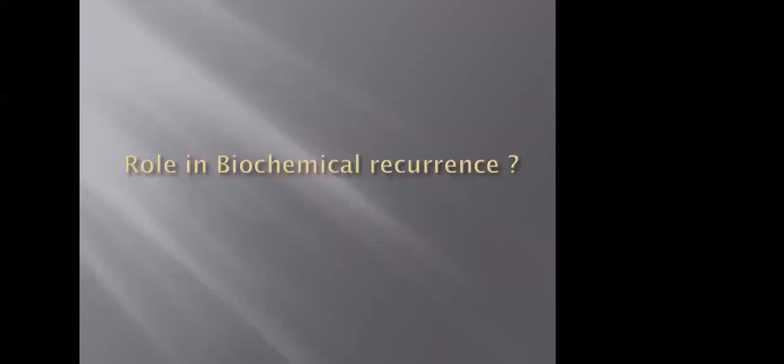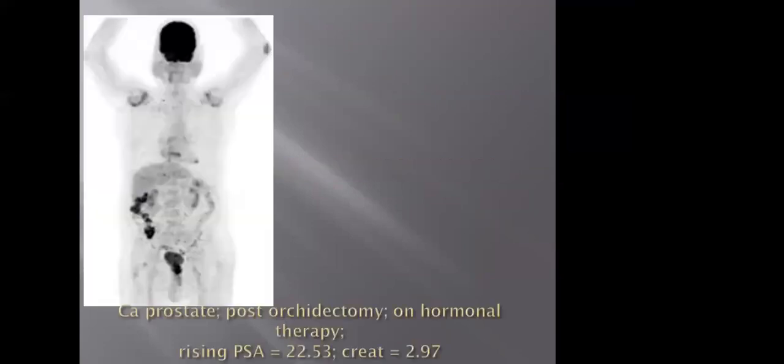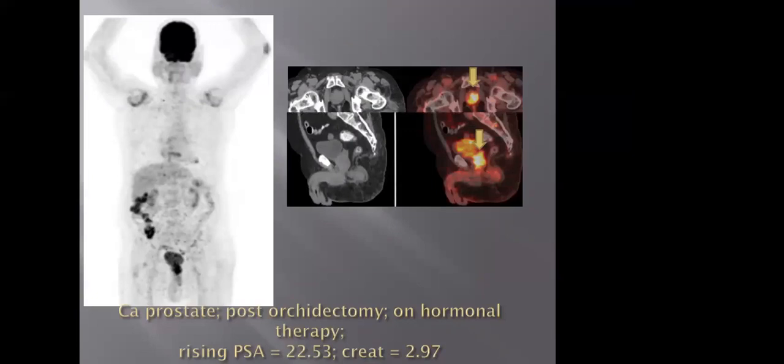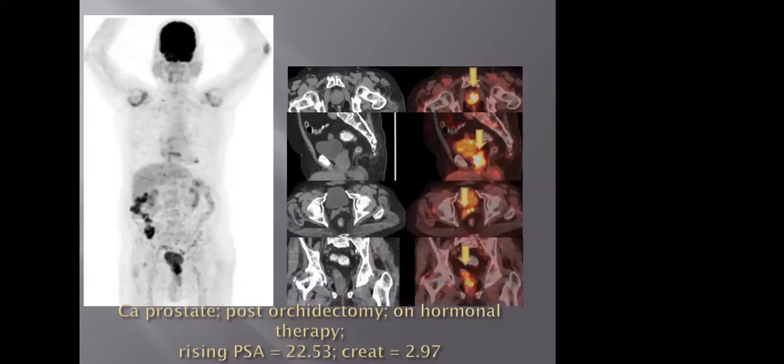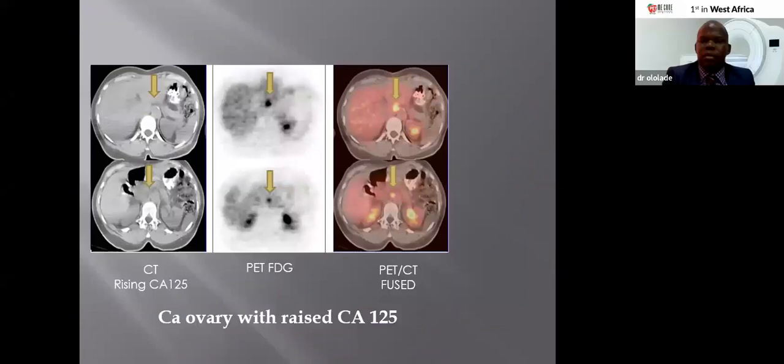What is the role in biochemical recurrence in PET scan? Next slide. This is just to highlight that this is a case of CA prostate after orchidectomy and on hormonal therapy. The patient had developed active lesions in the prostate. Next slide. Involving the seminal vesicles.